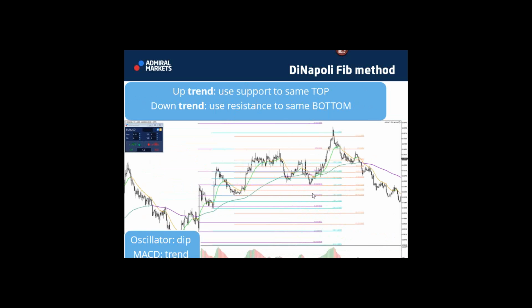Now, I gave you an example with 2, but it doesn't have to be necessarily 2. It could be 3. Actually, if I remember correctly, DiNapoli was looking at up to 4 or 5 potential swing highs, swing lows. So in an uptrend, we would use multiple support levels, but the same top. In a downtrend, like the previous example, we would use the same bottom. So it's always the same top or same bottom, but different support or resistance levels depending on the up or downtrend. So in this uptrend, we'll be using this bottom to this top, then this bottom to the same top, and then this bottom to the same top.